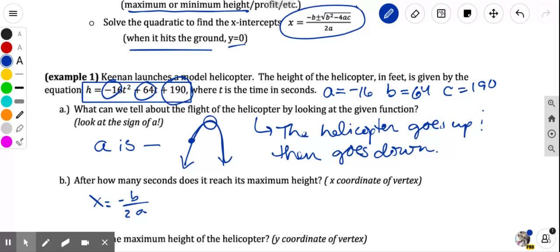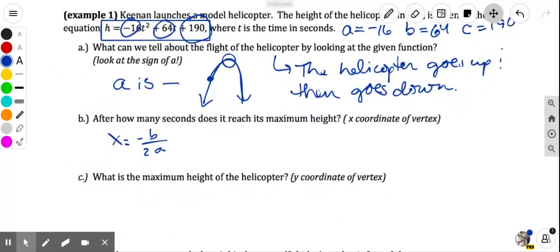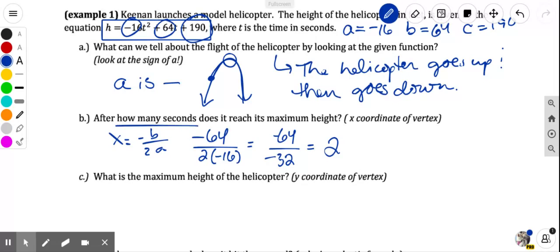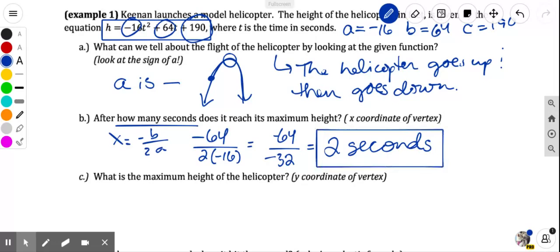Okay, so after how many seconds does it take to reach its maximum height? So we're going to plug in negative b over 2a. So it's going to be negative 64 over 2 times negative 16. And then you simplify. So negative 64 over negative 32. And then negative 64 divided by negative 32 is 2. And this is asking how many seconds. So we would say it reaches its maximum height after 2 seconds. So you just want to label your answer with whatever unit it is.